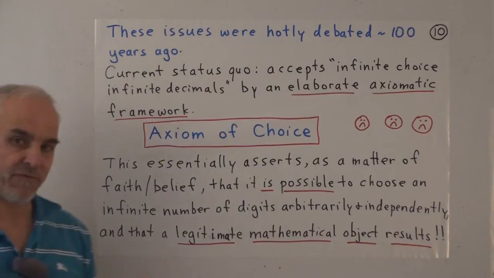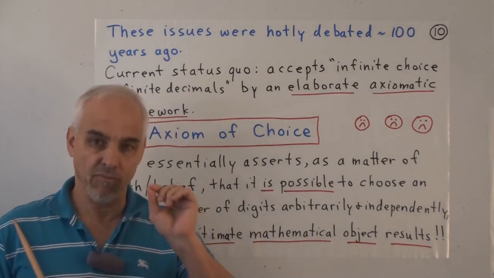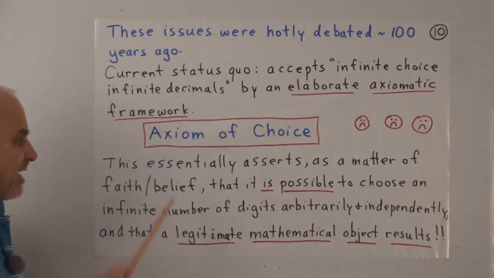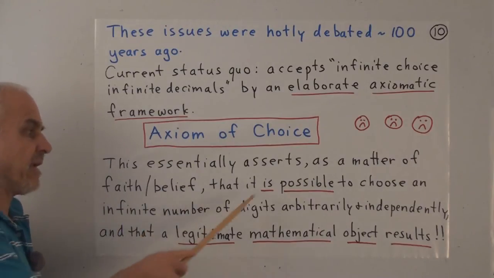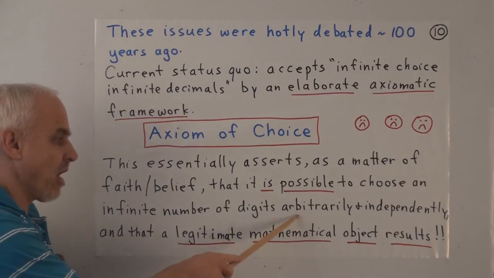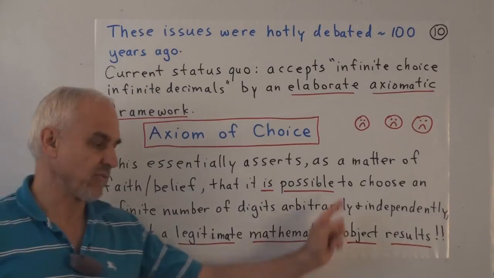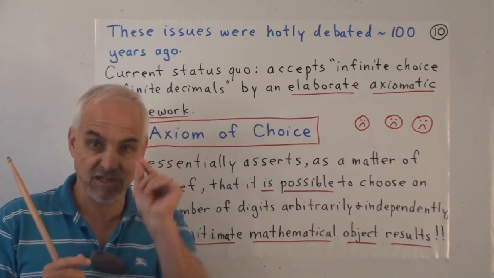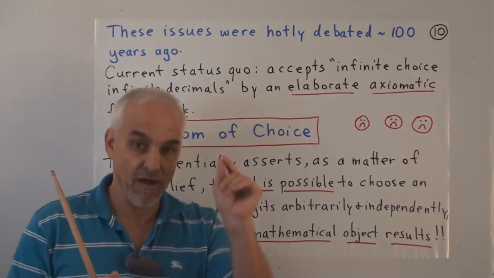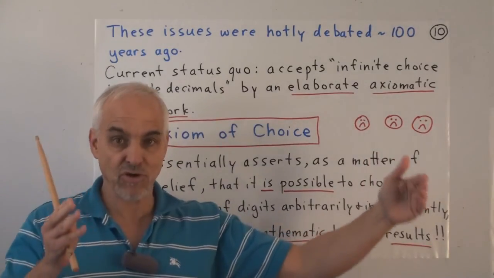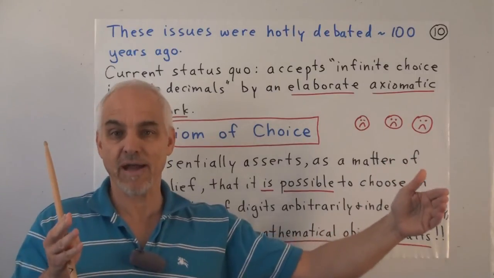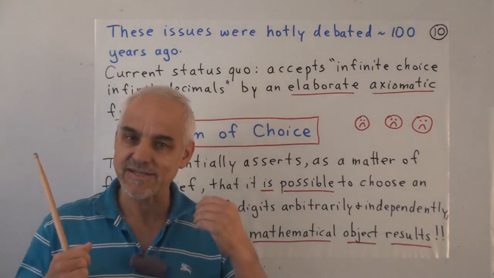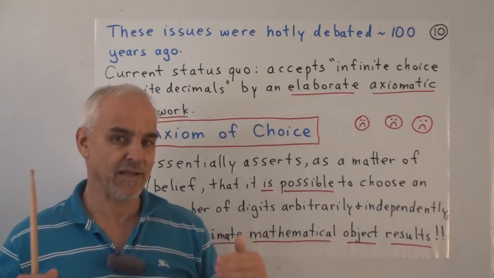The axiom of choice manifests itself in mathematics in many ways. But its primary role is exactly here at the level of infinite decimals and real numbers. It essentially asserts, as a matter of faith or belief, that it is possible to choose an infinite number of digits arbitrarily and independently, and that a legitimate mathematical object results. This is a key philosophical point. Are we or are we not in a position to be able to specify a first digit, a second digit, a third digit, a fourth digit, and so on to infinity? And are we allowed to call that specification a new mathematical object, a real number? The axiom of choice says that, yes, we are.